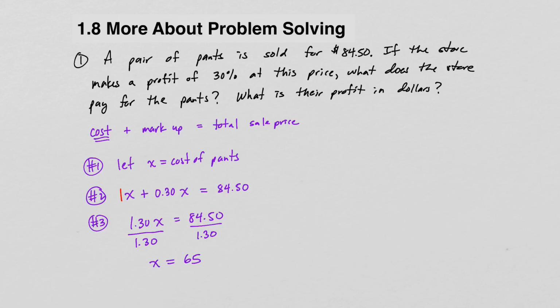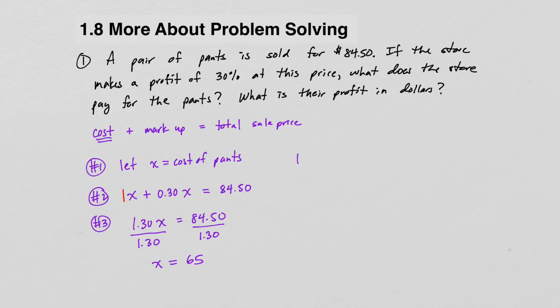Now x is the cost of the pants. So this is the amount that the store pays. So now we just need to answer the question. Store pays $65 for the pants.